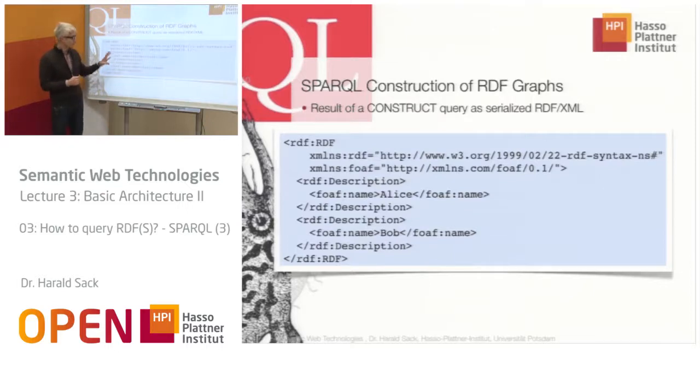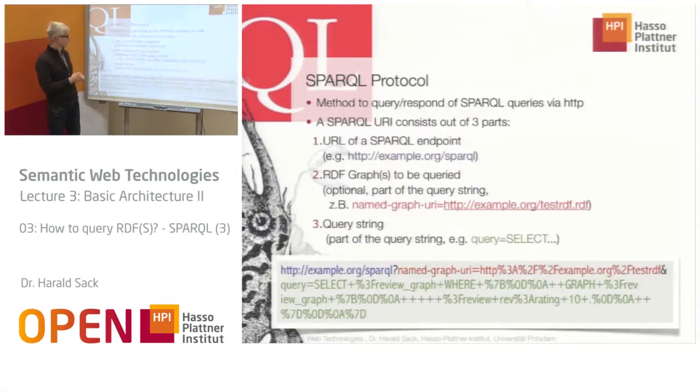Okay, so we have seen SPARQL as a query language, SPARQL for construction of new RDF graphs, and we have also seen the result format of a SPARQL query. What's missing now is simply the SPARQL protocol. So how is a SPARQL endpoint really addressed? You do this via HTTP. Of course, SPARQL is based on the HTTP web protocol.